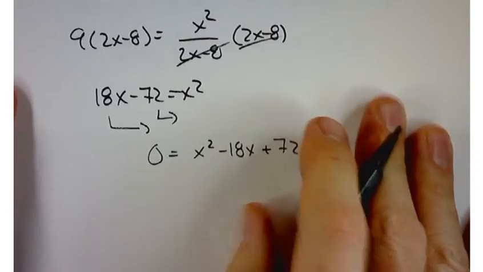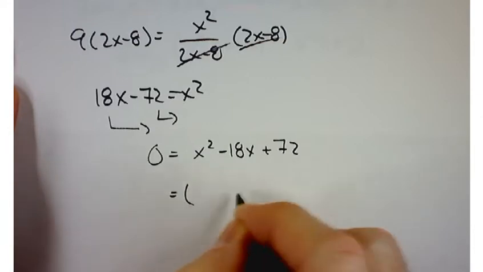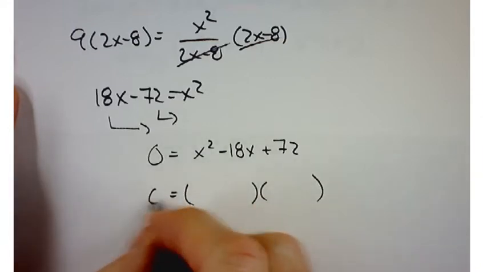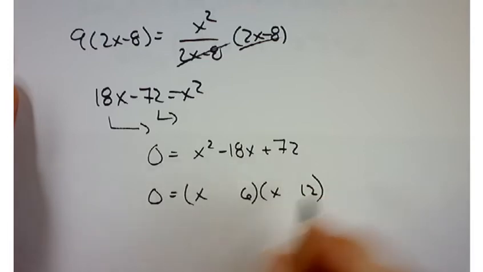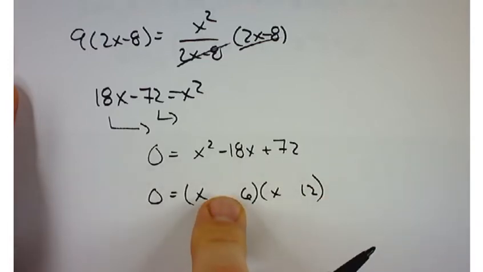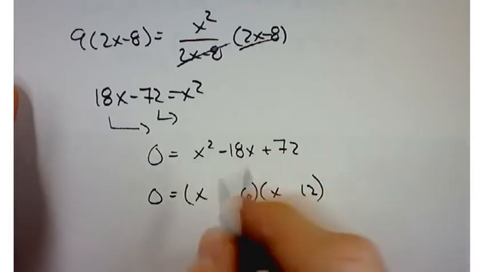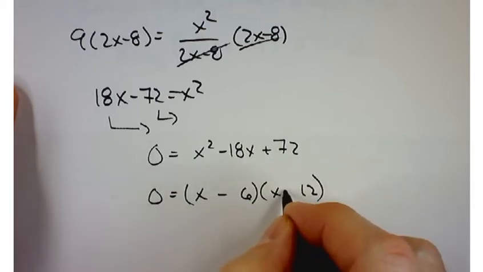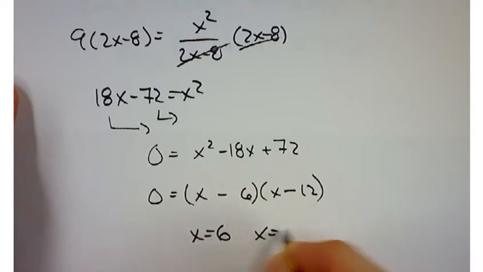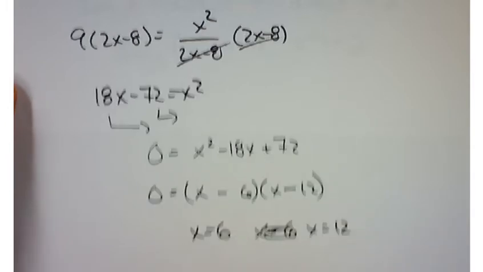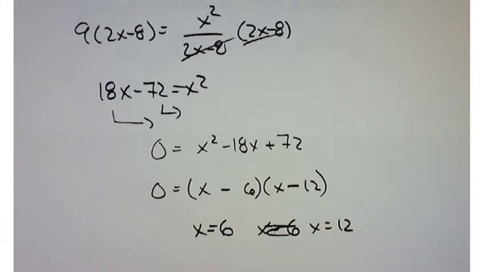And if you're having trouble with this one, I'll help you out. How about 6 and 12? What sign should I put in here? Negative and both negative. So I get x equals 6 and x equals 12. Those are my two solutions.